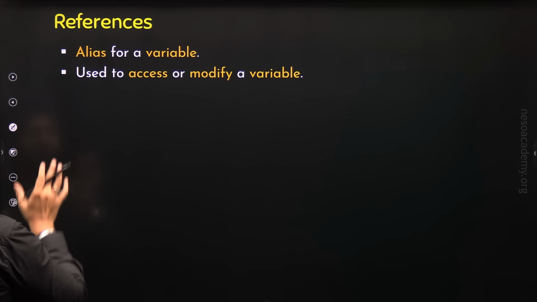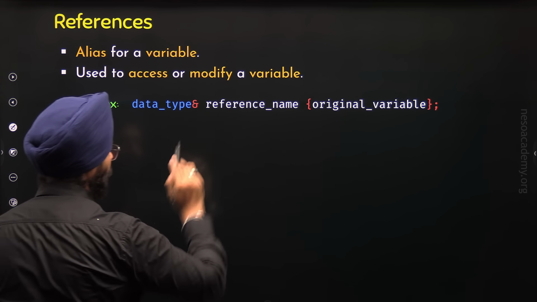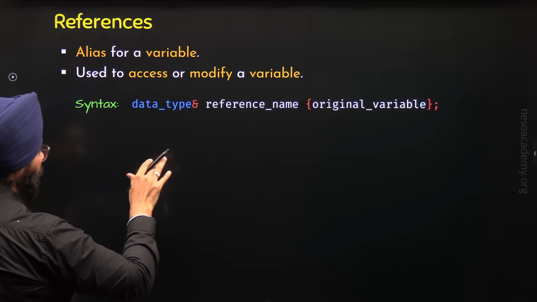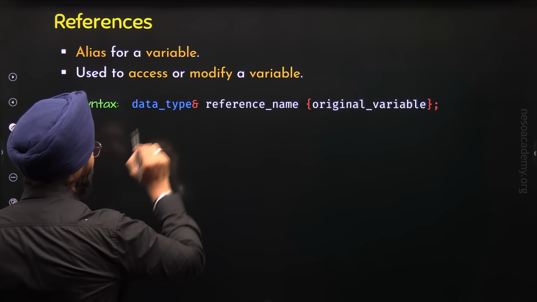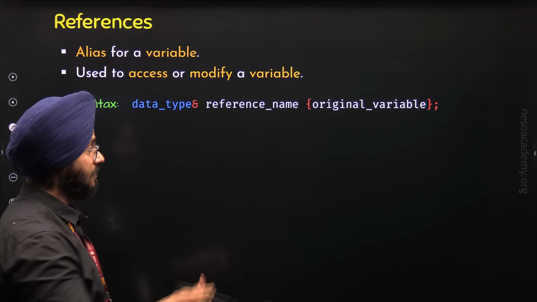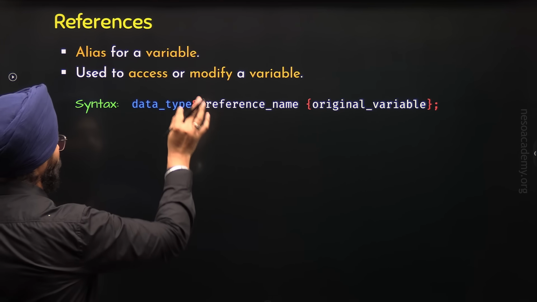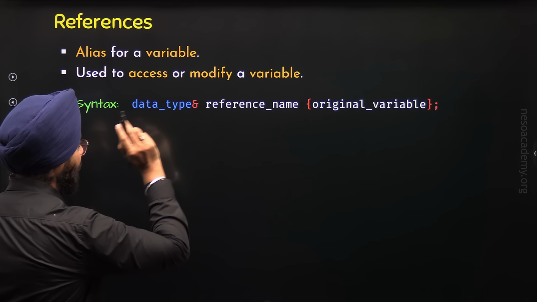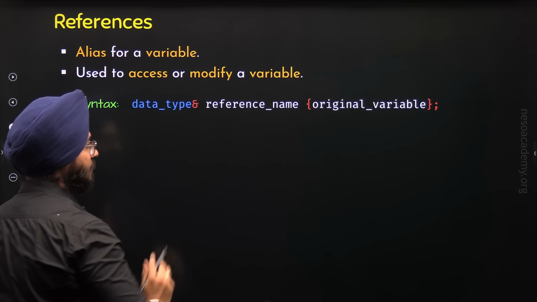Now, let's see how to define a reference in C++. Here is the syntax we need to follow. First, we need to specify the data type of the variable for which we want to create the reference. And then after specifying the data type, we need to provide the ampersand symbol. This is the syntax we need to follow. We learned in case of a pointer, we need to provide an asterisk. In case of a reference, we need to provide an ampersand. After this, we can provide the name of the reference.